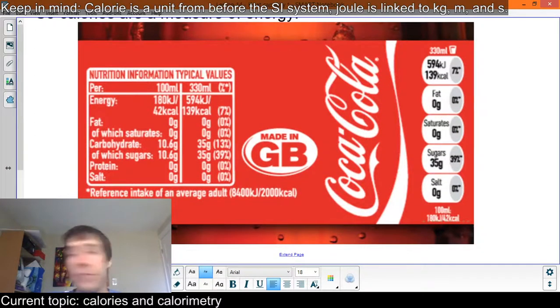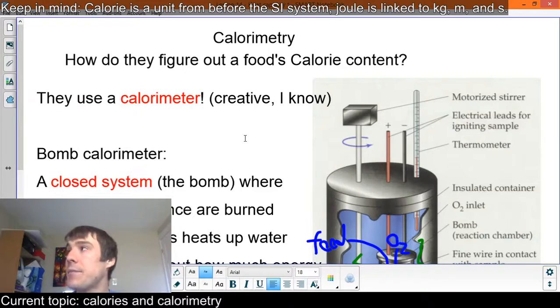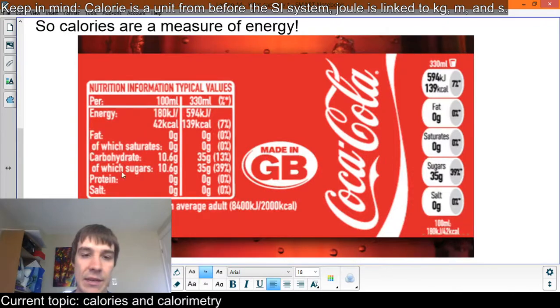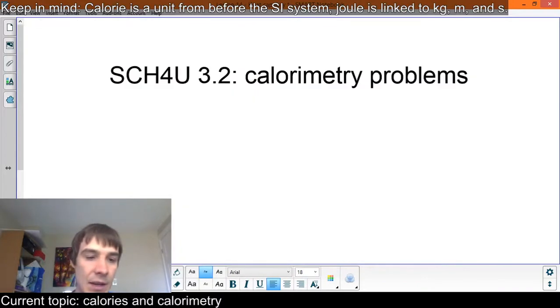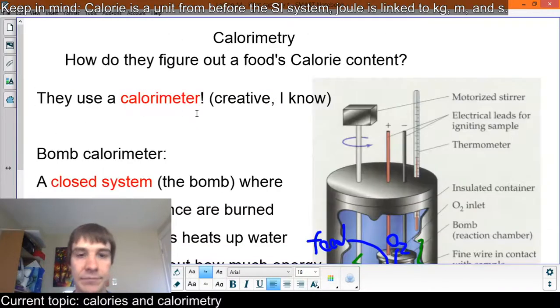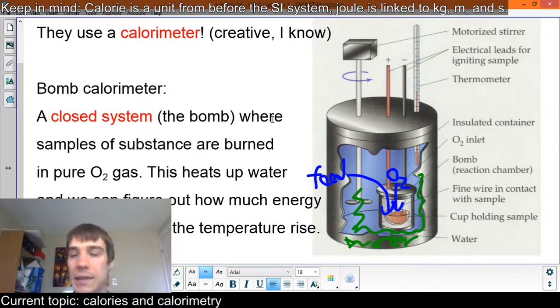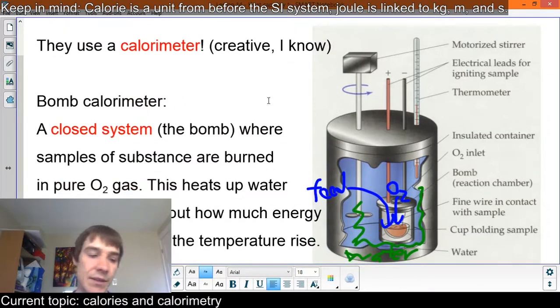All right, what's a calorimeter? How do they figure out food's calorie content, right? Well, actually nowadays they just take how much sugar and how much fat and how much whatever, and they have big tables of this, and they just put it together and they figure out how many calories are in the thing. But back in the day, and as far as I know, they still do this in certain chemistry labs when you do thermochemistry, you take the food and you put it into this thing called a bomb calorimeter.